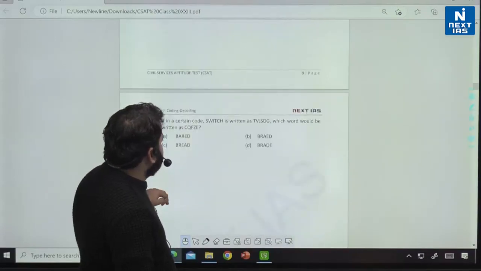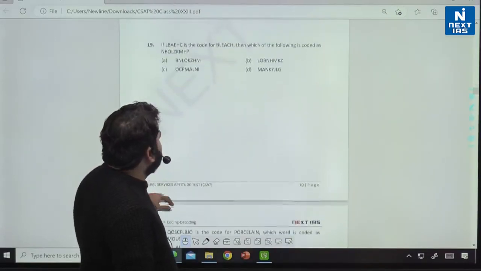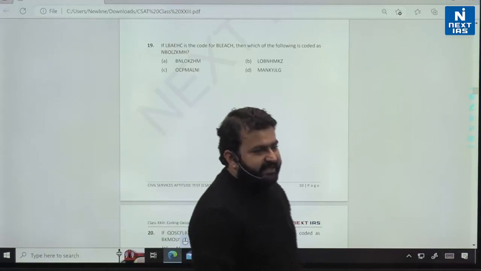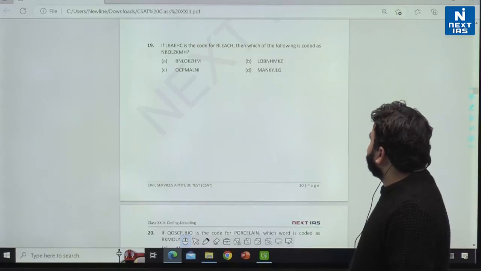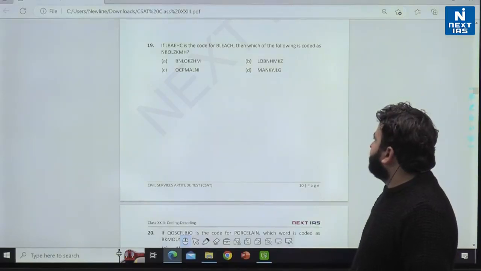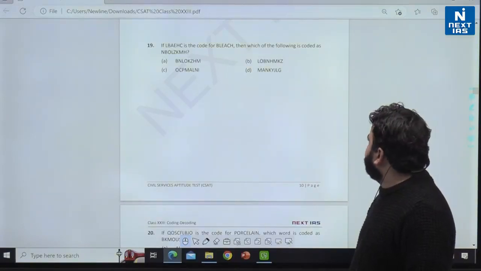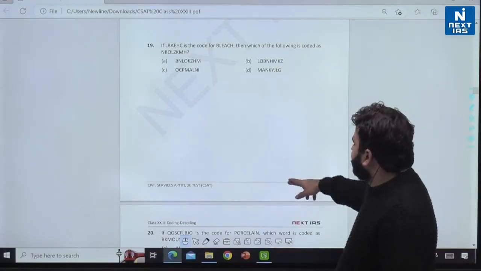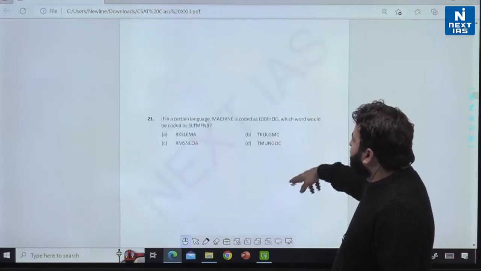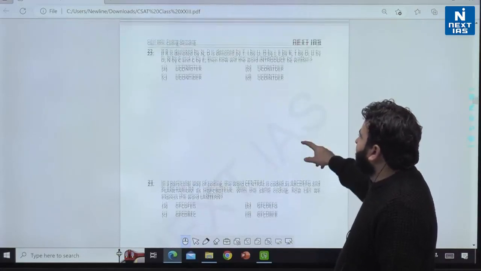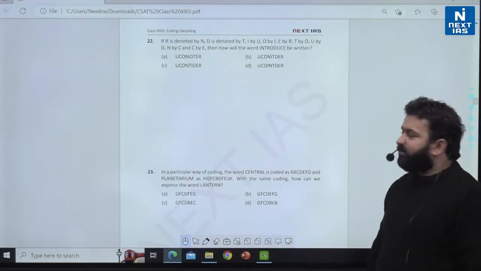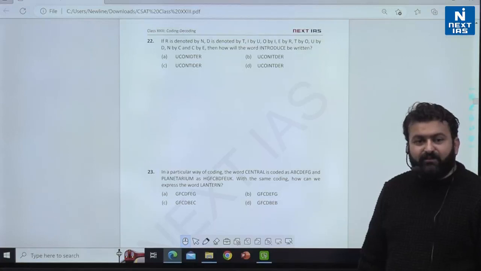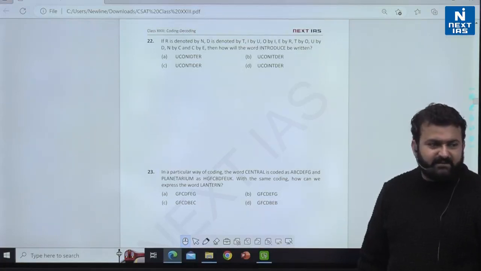Next question I asked was question number 19. What is the answer? A. All of you getting answer option A? Then next question was 22nd. All of you, what is the answer? This one is also easy. Option B. All of you getting the answer option B. Okay, very good.